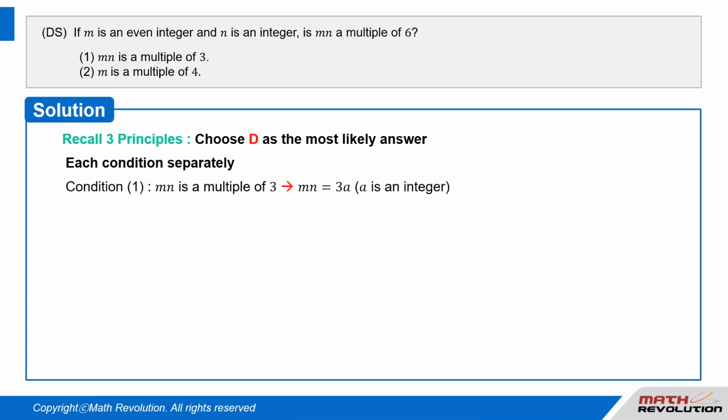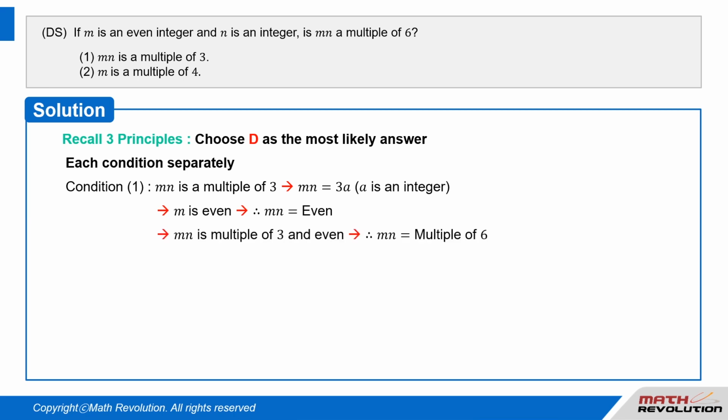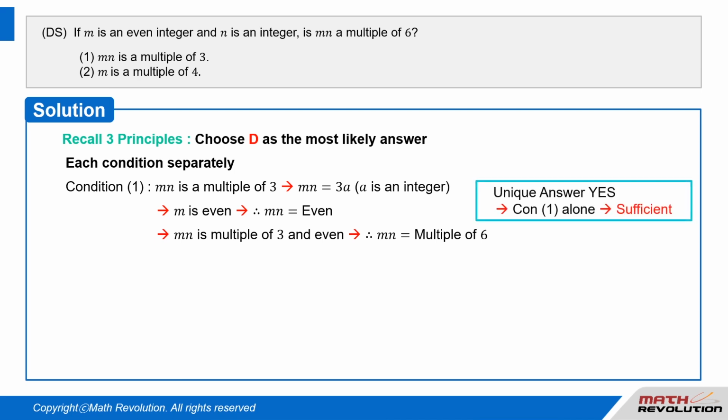Condition 1 tells us that m times n is a multiple of 3. That is, m times n equals 3 times a, where a is an integer. Now, since m is even, m times n will be even. So m times n will be a multiple of 6, since m times n is both a multiple of 3 and even. Since it is a unique answer, this condition is sufficient.